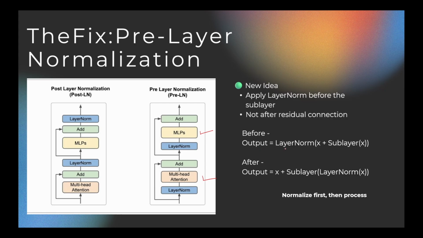Before, layer normalization was applied to this output, residual plus sublayer. So we pass an input to the sublayer of x, then we add the residual, meaning we add the output of multi-head attention, and then we apply layer normalization. This was the output. But after the fix, we first apply the layer normalization, then we apply the multi-head attention or multi-layer perceptron or feed-forward network, and then we add the residual. By doing this, our gradient will become safe.